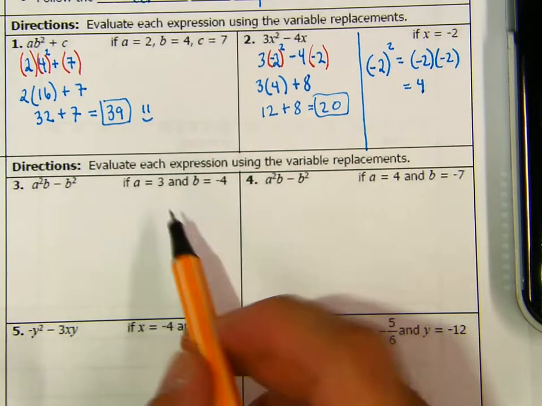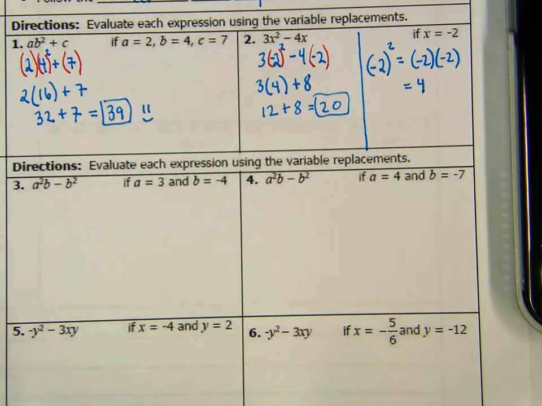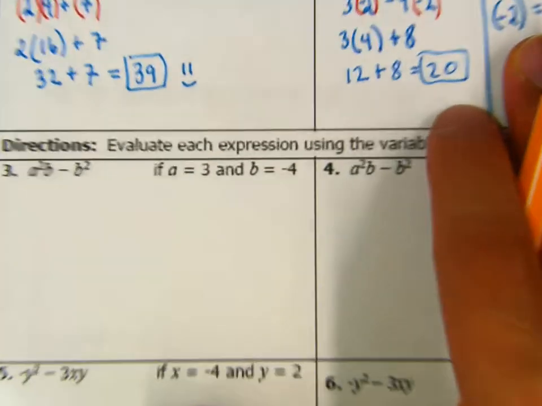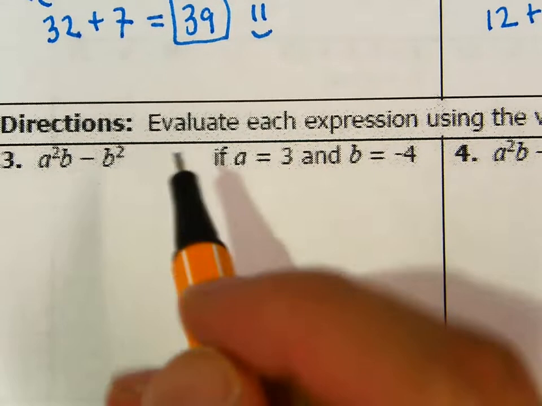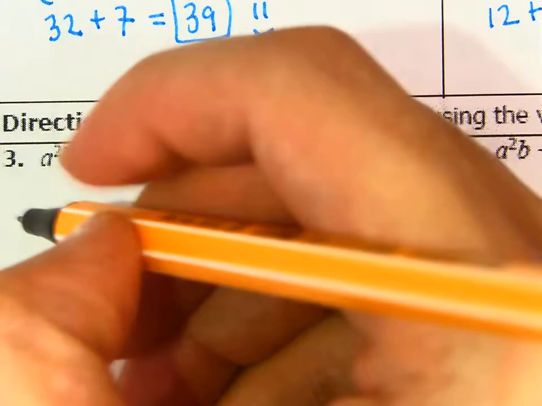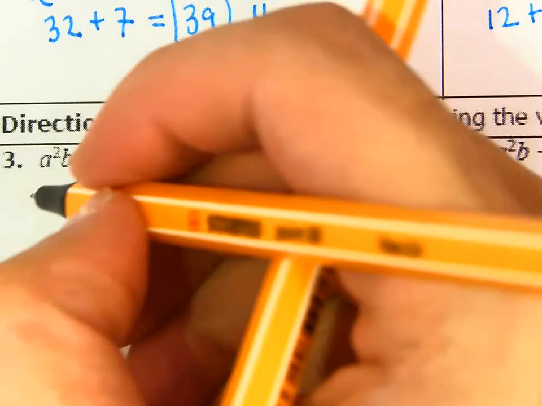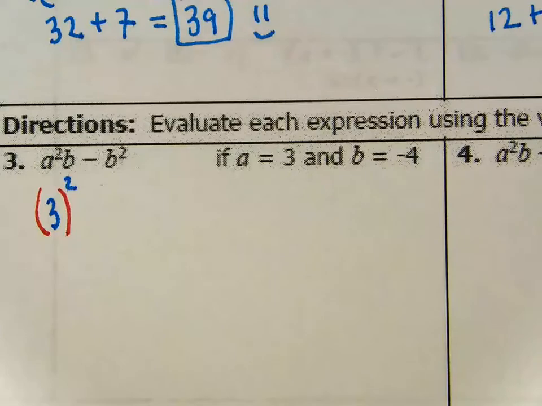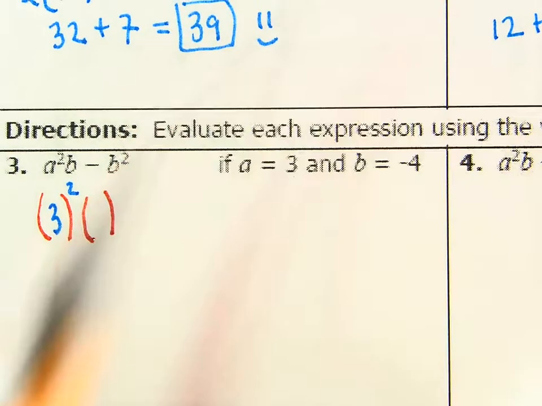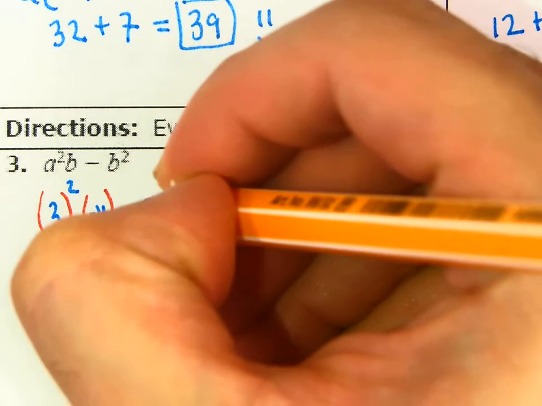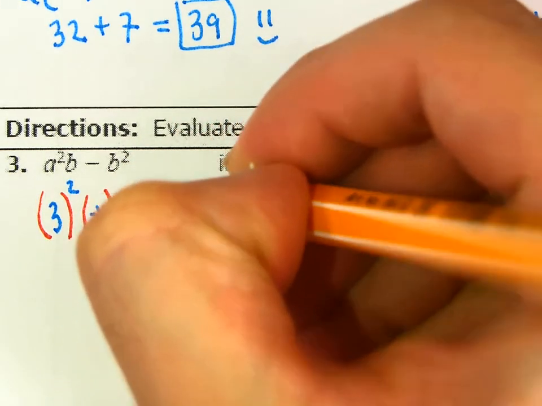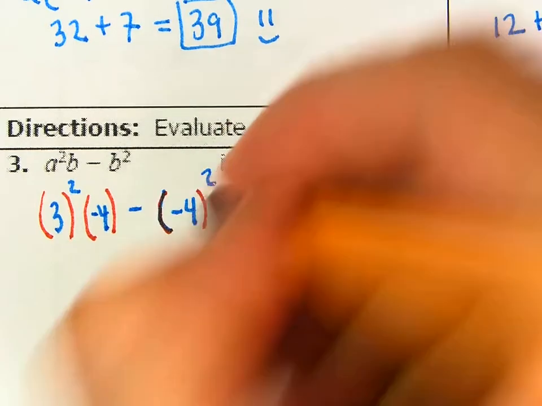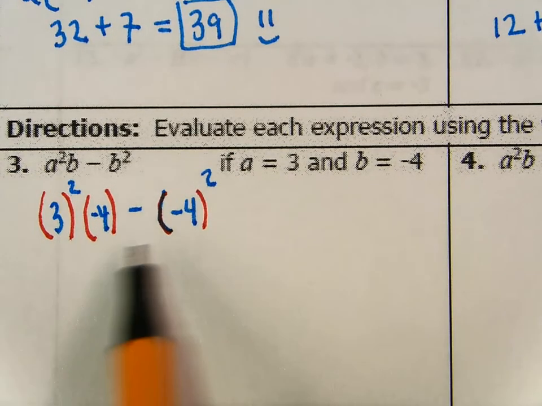Let's take a look. What I'd like you to do is try these on your own. Let's say you pause the video when you want to see how to do it. What would happen here? I have A is 3 and B is -4. So then I'm going to substitute A, so this is 3 squared times -4 minus, maybe I should use the same colors, a -4 squared. And on your paper, you should use colors if you can.